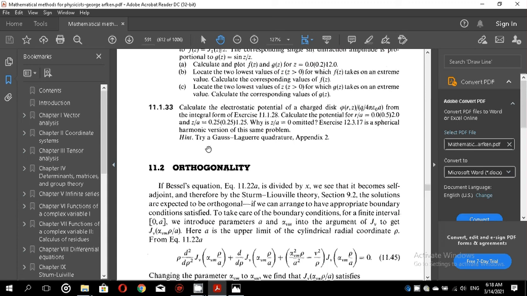Okay, that's all. In our next lecture we will take up the orthogonality property of the Bessel's functions. Okay, thank you very much.